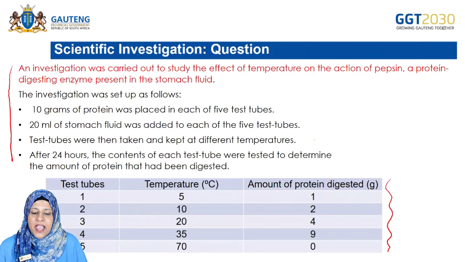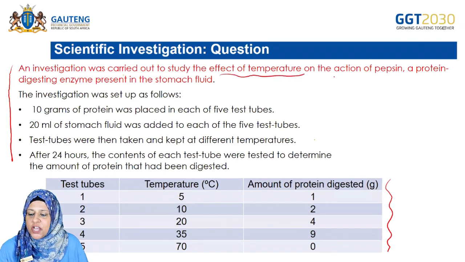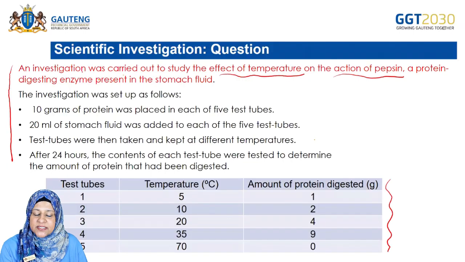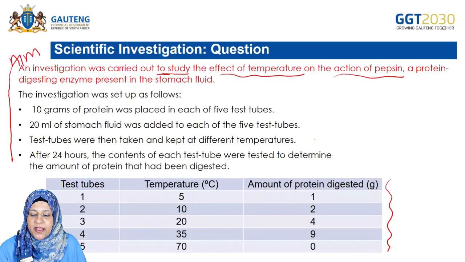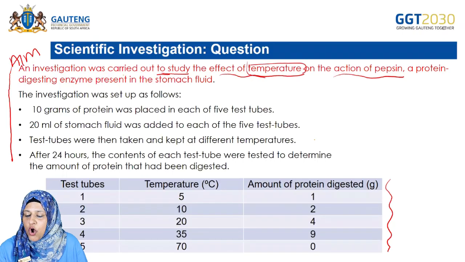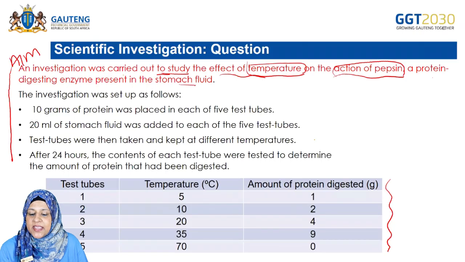move on. An investigation was carried out to study the effect of temperature on the action of pepsin. So this tells me what the aim of the investigation was. So the one in red is my aim. To study the effect of temperature on the action of pepsin, a protein digesting enzyme in stomach fluid. The investigation was set up as follows.